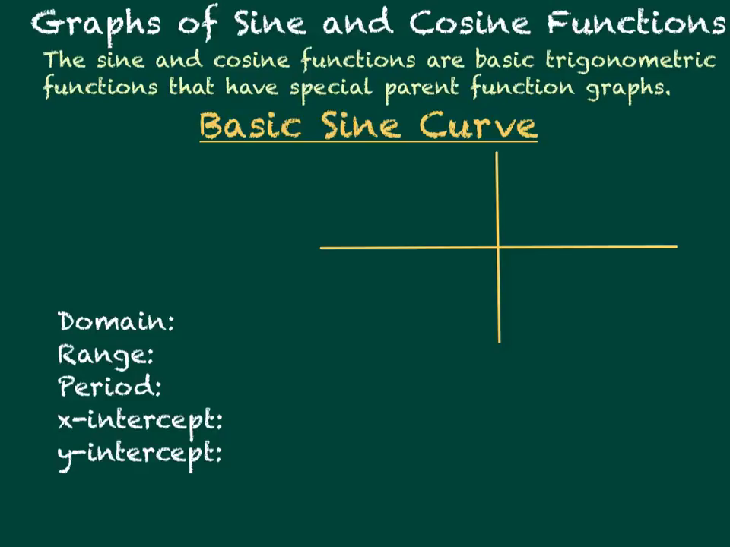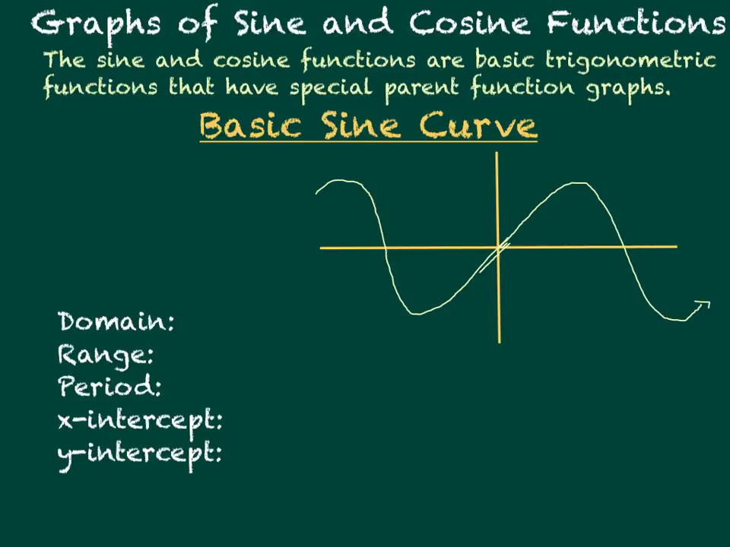Now, the basic sine curve is one of the first ones we look at, and what that's going to look like is it's going to go through the origin here. It's going to come up, it's going to curve back down, and it's going to start going back up, and it's going to look the same on the other side. So it's going to go down and up and start going back down, and then it just keeps on oscillating back and forth like that.